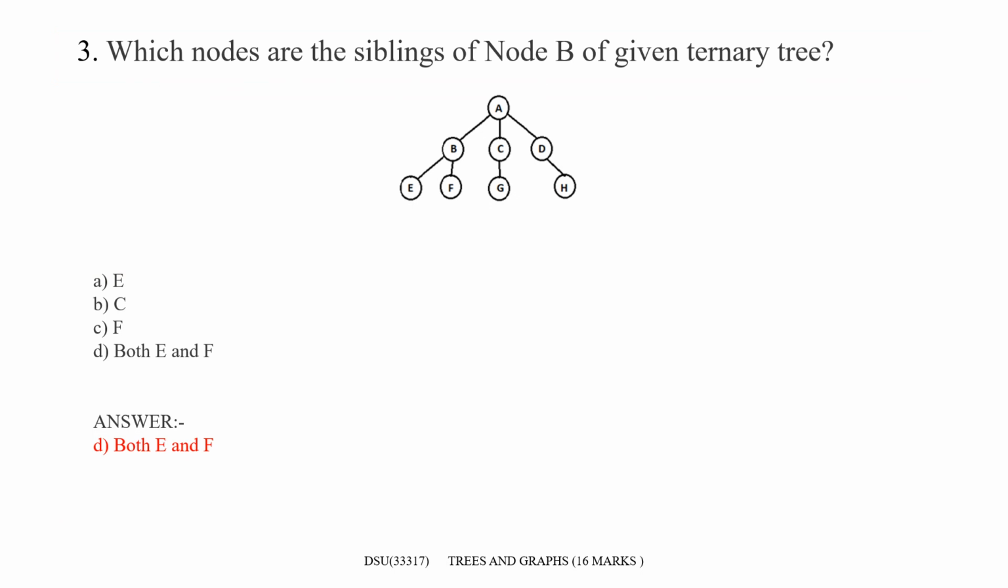Now third is, which nodes are the siblings of node B of the given tree? See here in this tree. Which nodes are the siblings of node B? Siblings of node B. Okay. So E, C, F, both E and F. So the answer is E and F. So siblings of node B are E and F.